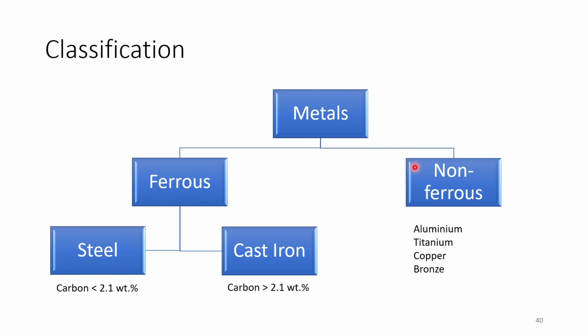Now from the metals topic, firstly metals can be classified into ferrous and non-ferrous. I told this earlier as well. In case of ferrous, if you have carbon less than 2.1 weight%, this will be steel. If higher than that, then it will be cast iron.